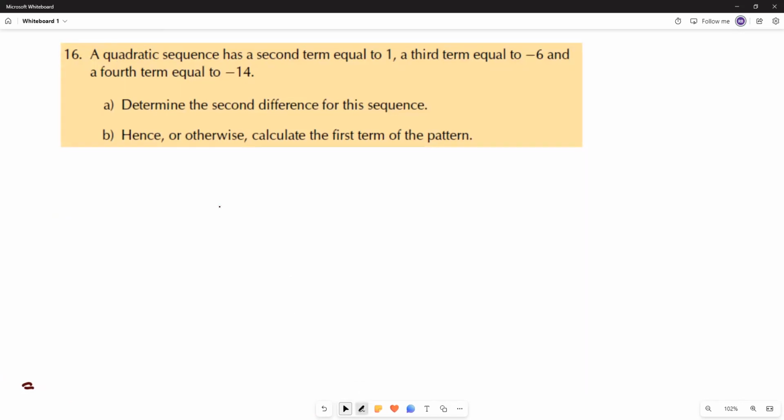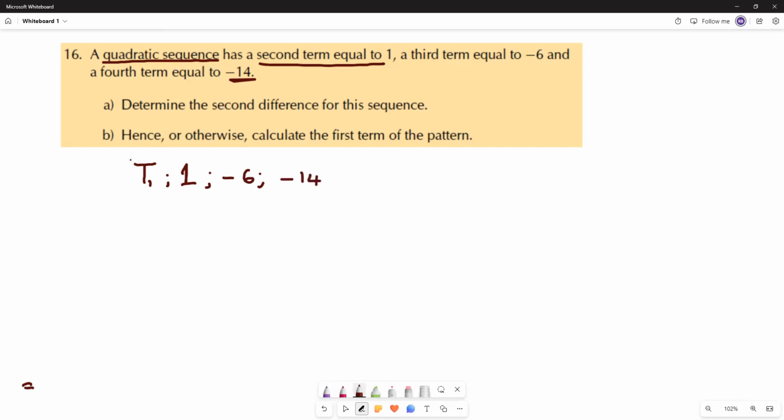16, they say a quadratic number pattern or a quadratic sequence has a second term equals to 1. They haven't given me term 1 yet, but I know the second term equals 1, as the statement says. A third term equals -6, and a fourth term equals -14. Okay, I'll just call the first term x since it's unknown.